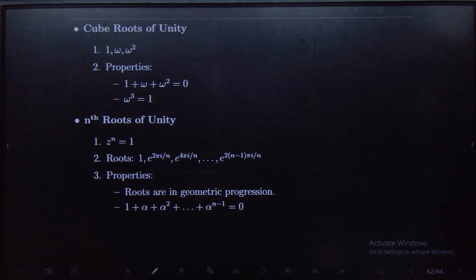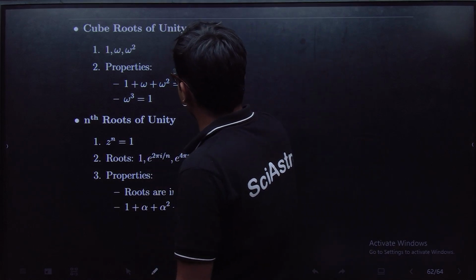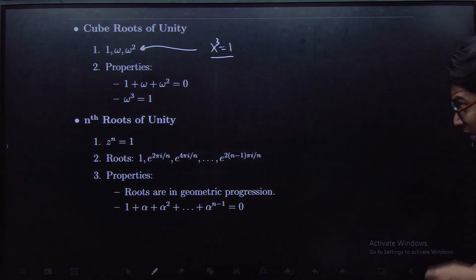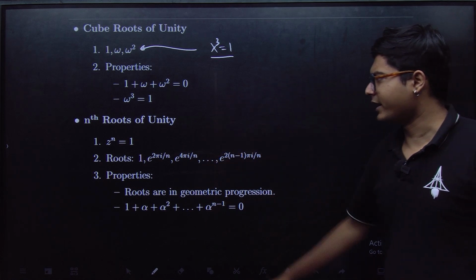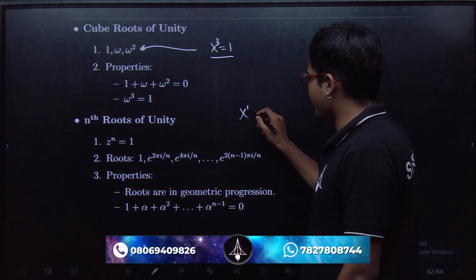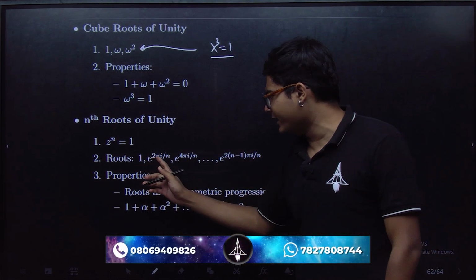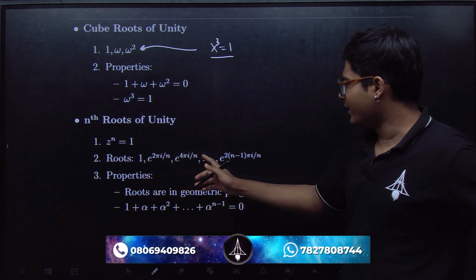Alright. Cube roots of unity. Cube roots of unity are basically solutions of the equation x cubed equal to 1. The three solutions of this are given by 1, omega and omega squared. The properties are the sum of these cube roots is equal to 0 and the product is equal to 1. Similarly, you can extend this idea to the nth roots of unity. If you solve x to the power n equal to 1, then the solutions you get are known as the nth roots of unity and they are given by 1, e to the power 2 pi i by n, 4 pi i by n, and so on and so forth.